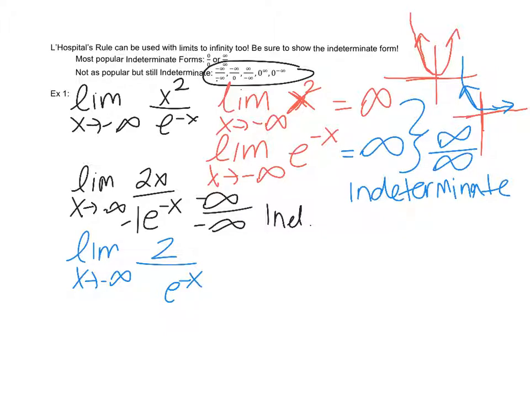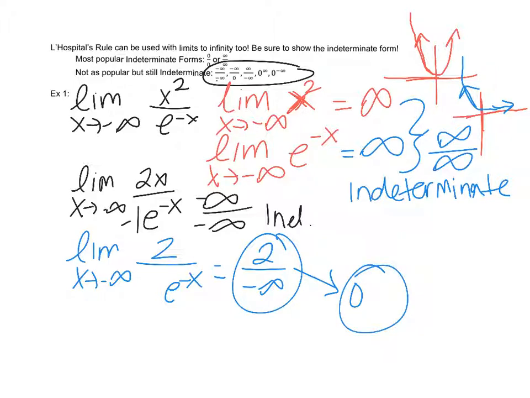Okay, so if I plug in negative infinity, now I have 2 over negative infinity. When negative infinity is in the bottom, or a really big number is in the bottom of a fraction, that means this whole fraction goes to 0. Because it's bigger on the bottom, which forces the fraction to become 0, right? So the limit is just going to be 0.